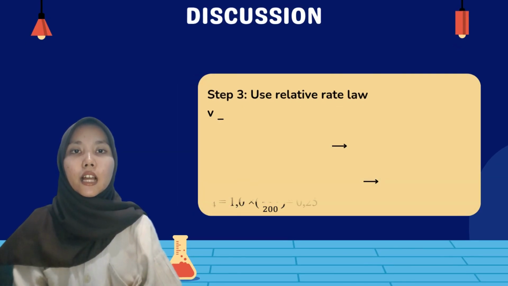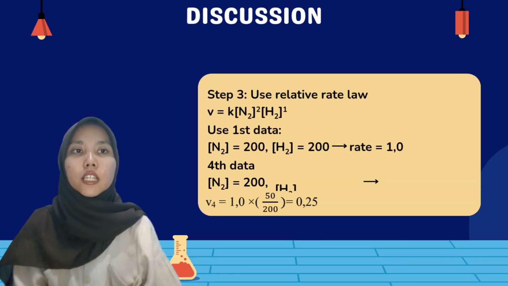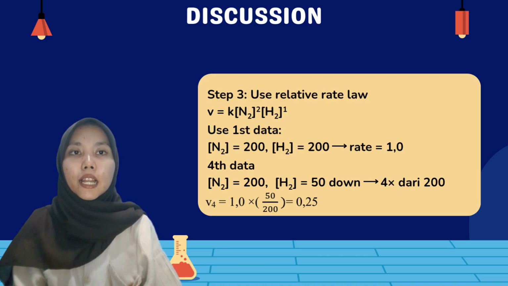Step 3, use the rate law. We now use the rate law formula: V equals K times concentration of N2 squared times concentration of H2. Let's use that from the first row: N2 equal to 200, H2 equal to 200, rate equal 1.0.